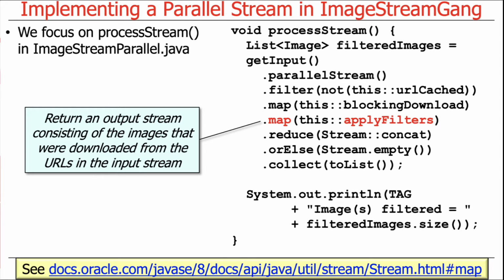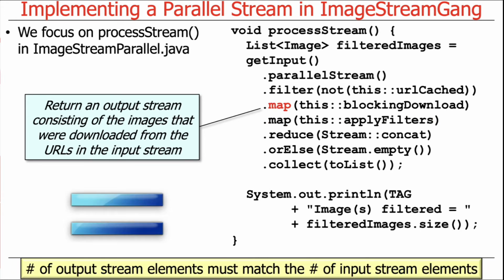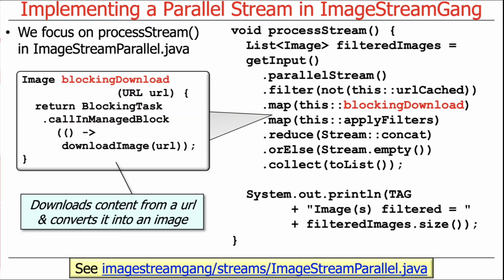We then go ahead and return an output stream consisting of the images that were downloaded that were not cached. And so you can see here that map has the property that the number of output images maps to the ones that are input. And you can see here we're going to apply this method called blockingDownload. So that's a method reference that's passed to map.